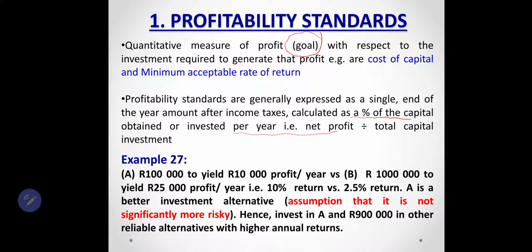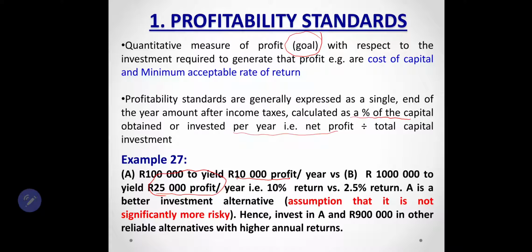So let's look at example 27. There are two scenarios here. Scenario A: 100,000 Rand investment yields a profit of 10,000 Rand per annum, while investment B has R1,000,000 yielding 25,000 profit per year. If you were to look at the magnitudes of the profit, you say that option B generates a bigger profit, and option A generates a lesser profit.